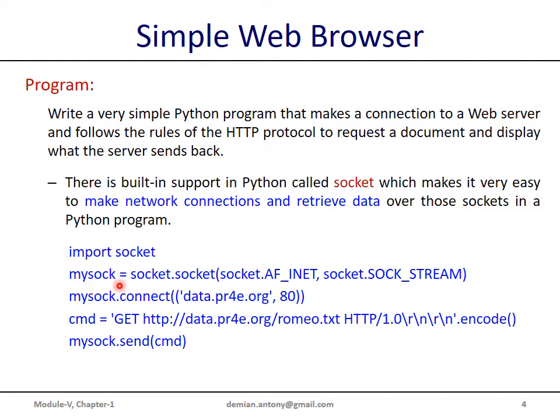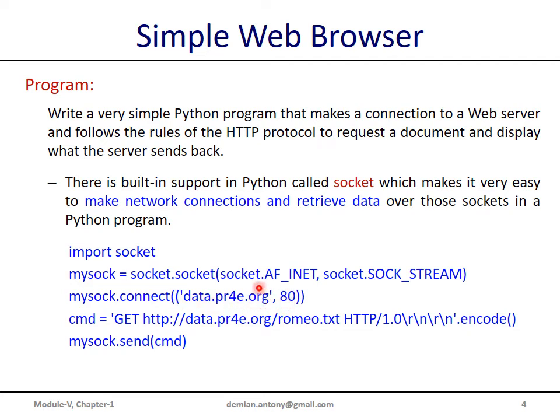And now we need to establish the connection between a client and the server through the socket called my sock. So we need to use a method associated with the socket called connect. This connect takes a pair of values. One is called the host ID or IP address, followed by the port number. What is this?